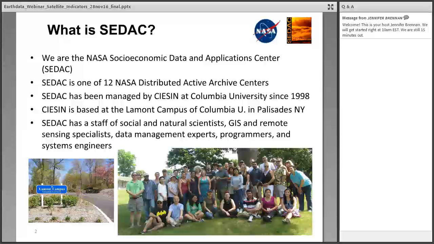I'm going to start by just doing a little introduction of SEDAC and then moving through into the rest of the presentation. Some of you may not be as familiar with SEDAC. So we're the NASA Socioeconomic Data and Application Center. We're one of 12 NASA distributed archive centers. We're based here at Columbia University since 1998. We're at the Lamont campus, which is just outside of New York City. And you can see the smiling faces in the lower right. These are the staff that we have of natural scientists, GIS and remote sensing specialists, data management experts, and programmers and systems engineers.